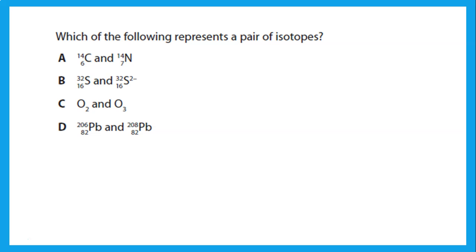What about O2 and O3? Well, O2 is called oxygen, O3 is called ozone. So these are two different elements. What about my last choice? They are atoms of the same element, so both of them are lead. Lead is Pb. They have the same atomic number, so both of them have atomic number 82, but different mass numbers, so these are isotopes.